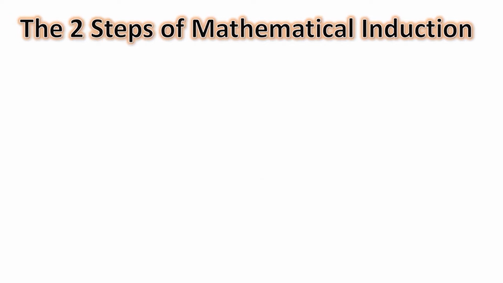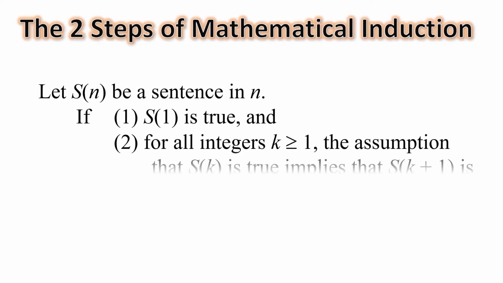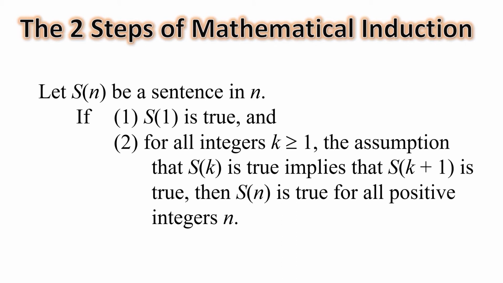There are 2 steps of mathematical induction. Let S(n) be a sentence in n. If, number 1, S(1) is true, and number 2, for all integers k greater than or equal to 1, the assumption that S(k) is true implies that S(k+1) is true, then S(n) is true for all positive integers n. We are to verify these 2 parts in mathematical induction.